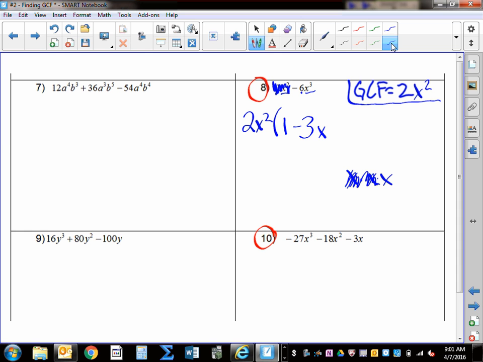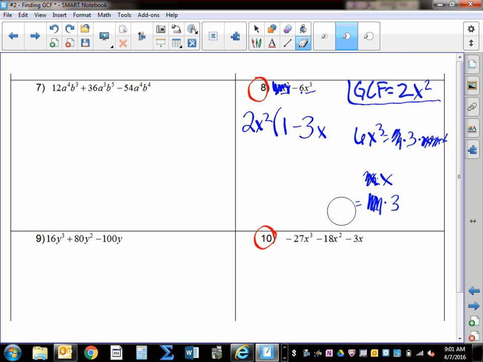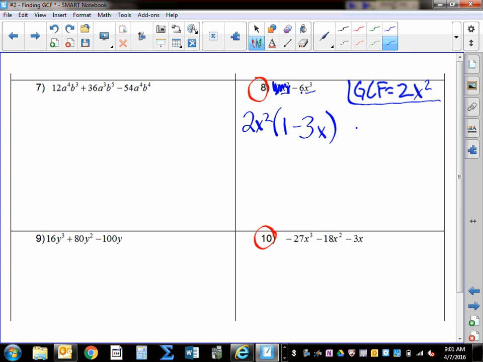Just like with my negative 6, I have 6. 6 is 2 times 3. Well, I took my 2 out, so all I have left is 3. So you can think of it that way. 6x cubed is 2 times 3, x times x times x. I took out my 2, I took out an x, and another x, so all that's left behind is 3x. That's what we're doing each time. We're essentially dividing there.